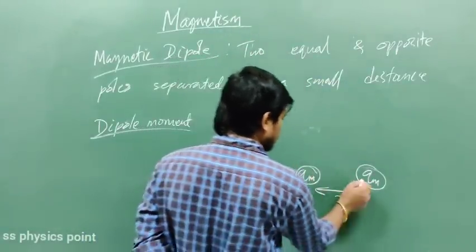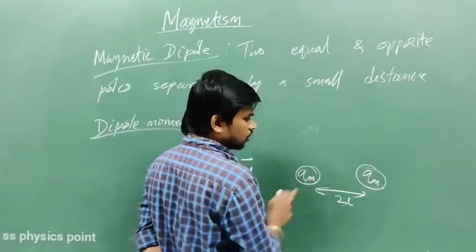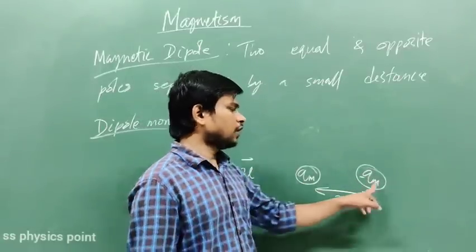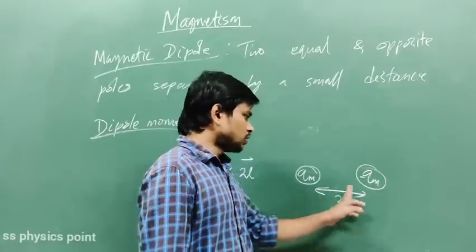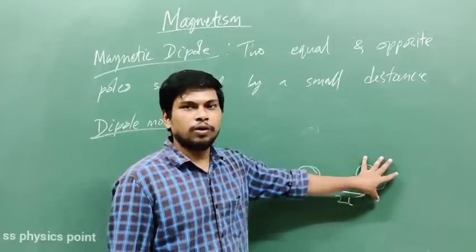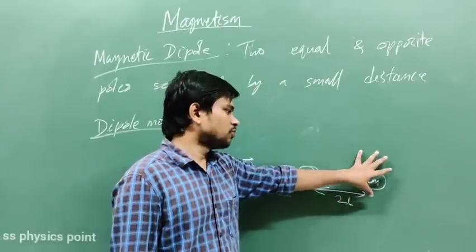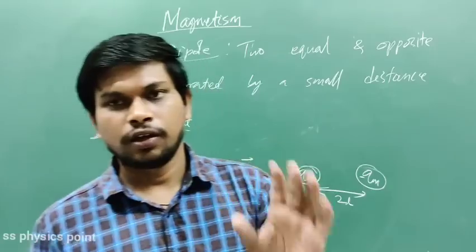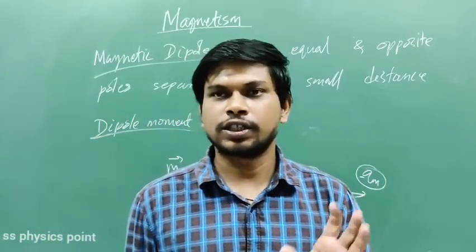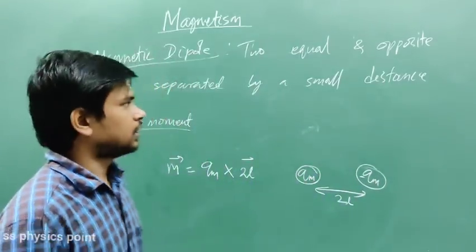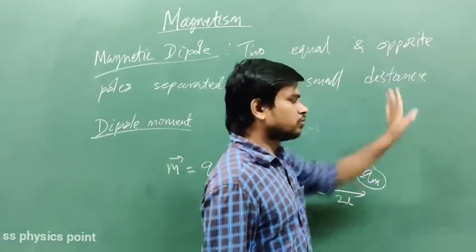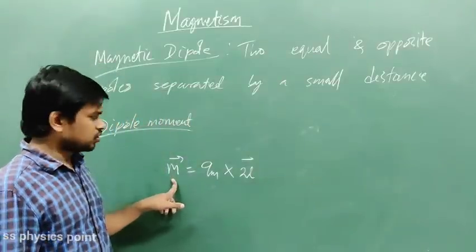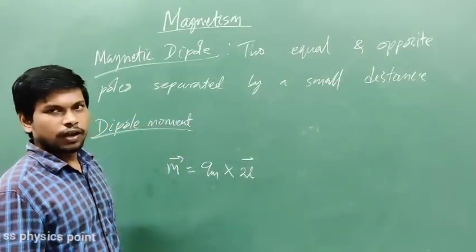Magnetic length means it has two equal and opposite poles. If one is plus qm, the other will be minus qm, because they have equal magnitude but opposite sign. Suppose this is the north pole, this will be the south pole. Or if someone takes this as the south pole, this will be the north pole. The magnitude should be equal and the sign should be opposite. Remember that thing. Don't forget it. And after that, write it: M equals qm into 2L.